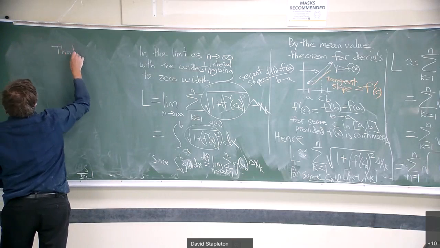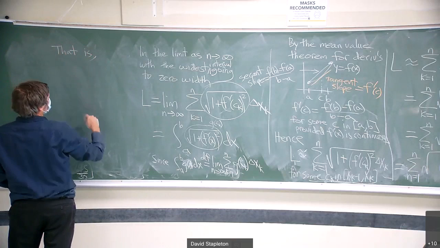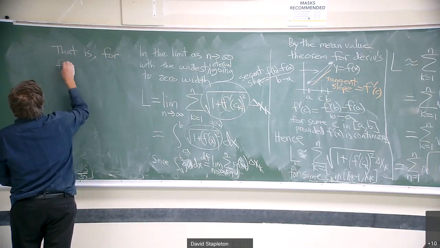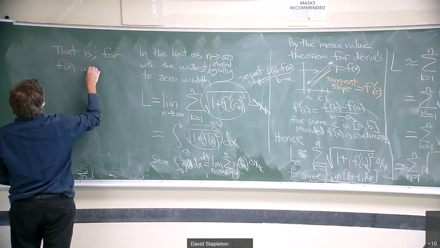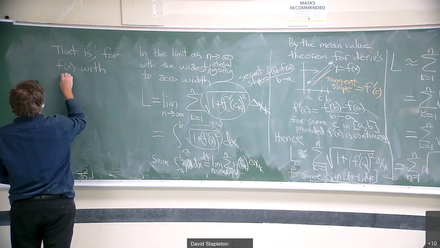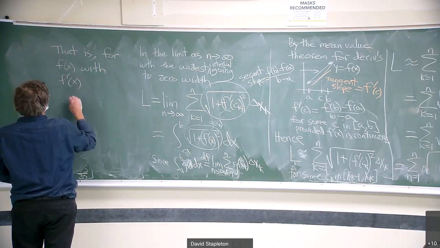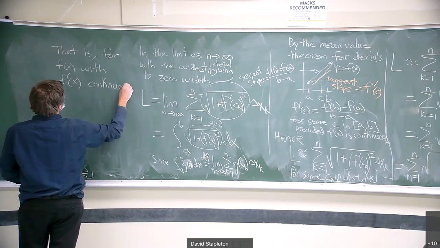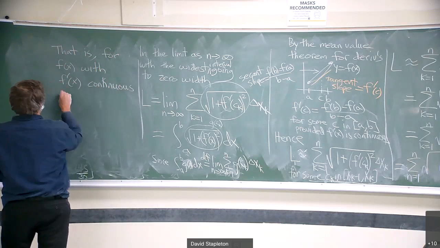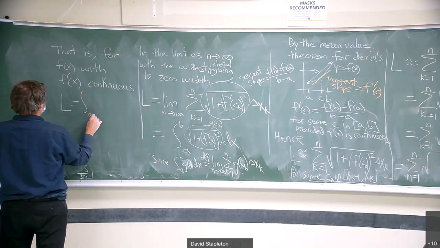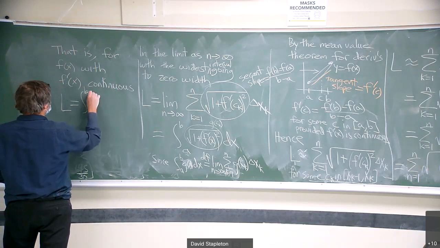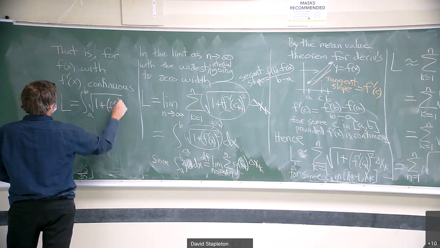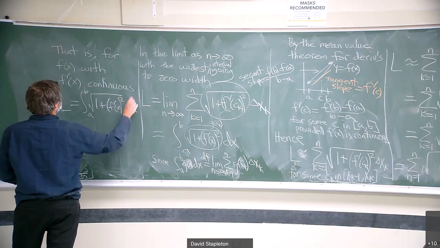We have derived that for a function with a continuous derivative, it's called a smooth function sometimes. If it has a continuous derivative, it's smooth. The arc length is actually equal to the integral from a to b of the square root of 1 plus f prime of x squared dx. There it is.